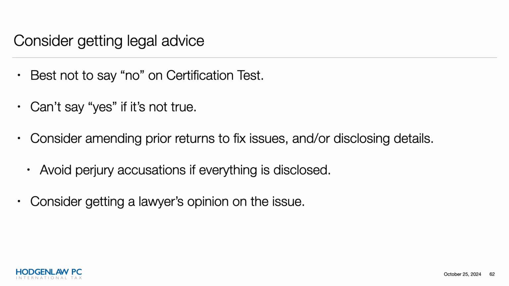We also talk to them about disclosing details. Like if they pretty much meet the certification test, but there's one little thing that they're not sure about, maybe check the yes box and include a statement saying, I believe I meet the certification test and here's some extra information that I want to provide. I'm not a lawyer, but my understanding is generally you can avoid perjury accusations if you disclose everything. And so if you're a CPA preparing someone's return in this situation, you may want to consider getting a lawyer's opinion on the issue, or having your client get a lawyer's opinion on this issue.